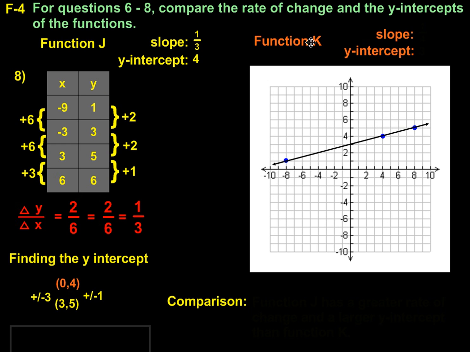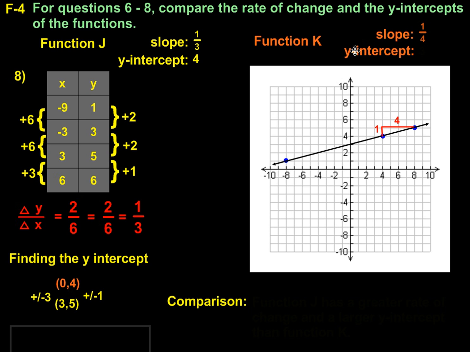Now I need to figure it out for function k. To get the slope, I'm going to use the points on the graph, and I'm going to use 2 points that are closest together. So I'll use these 2 points over here. And I see that this goes up 1 and over 1, 2, 3, 4. So I have a rise of 1, a run of 4, a y of 1, an x of 4. So that tells me that my slope is 1/4.